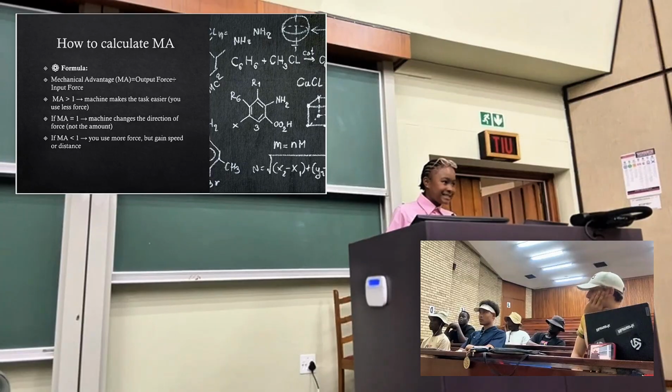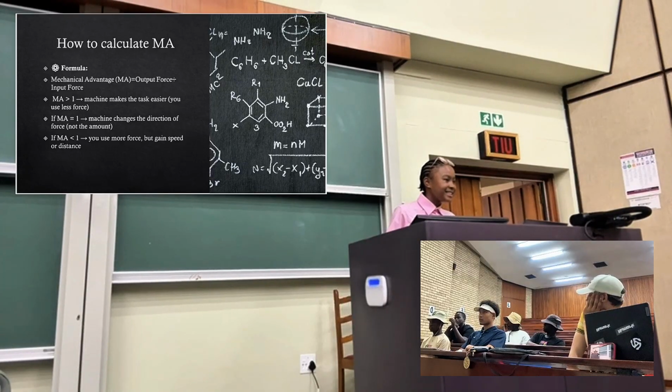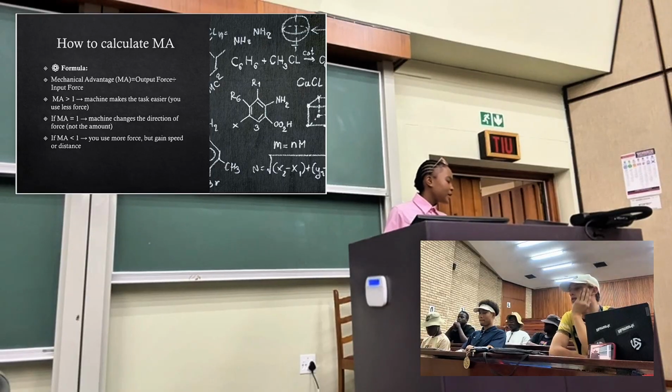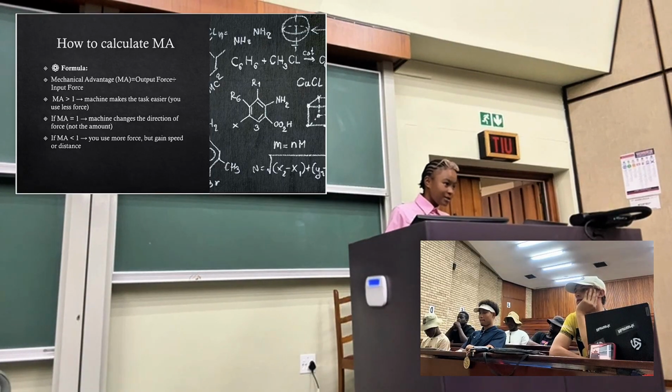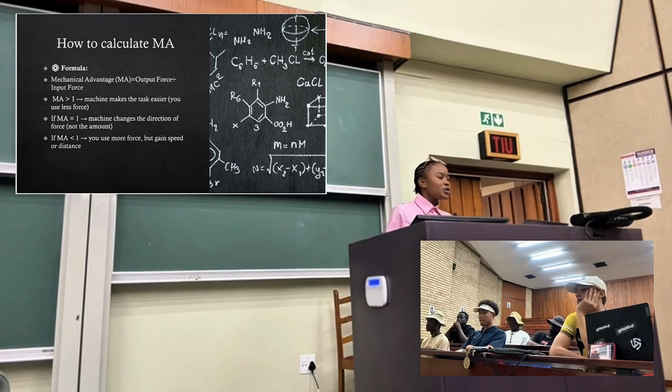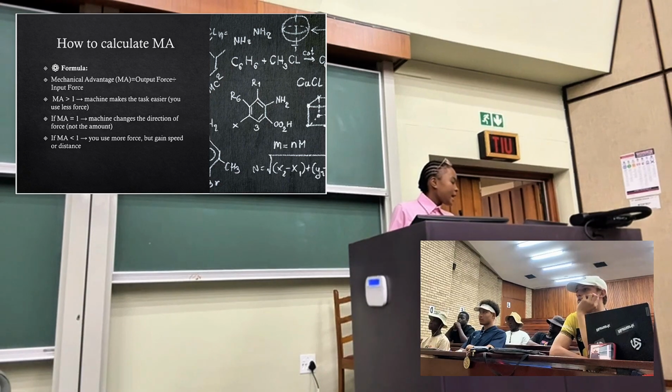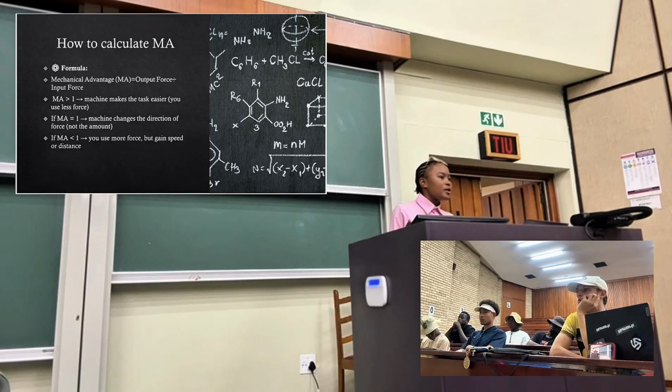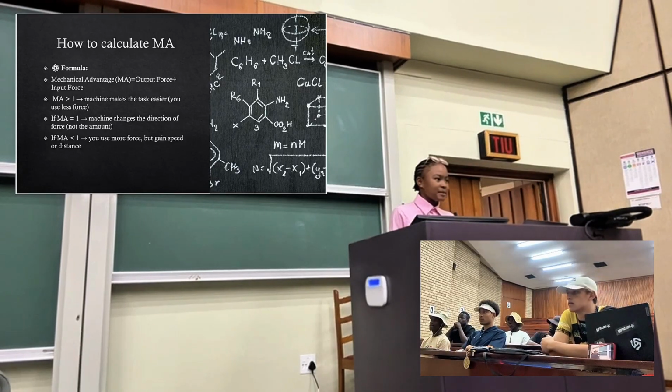Can you please repeat the formula? The formula: mechanical advantage is equal to output force. Output force is basically the work you put into carrying the system or the load, and then divided by input force. Input force is the work being done by the mechanical system. Does it make sense?